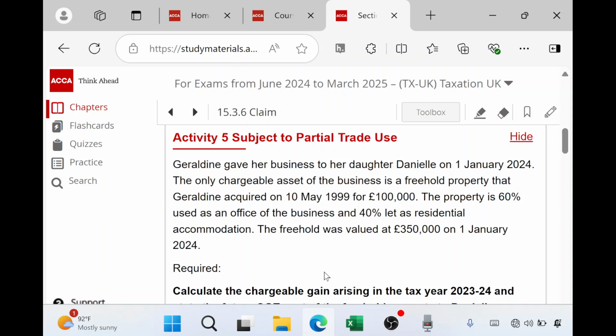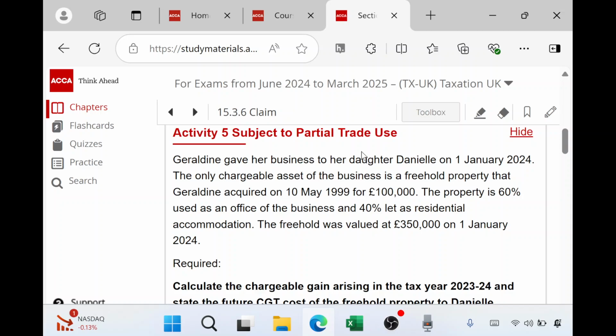Now, as you see from the title here, this particular question, activity 5, includes partial trade use. Okay, more of that in a moment. Now, we know with gift relief, it's a nice little relief. It allows individuals to gift things to perhaps family members, subject to conditions, and indeed to defer or delay the gain. It's a little bit like rollover relief in that context, okay?